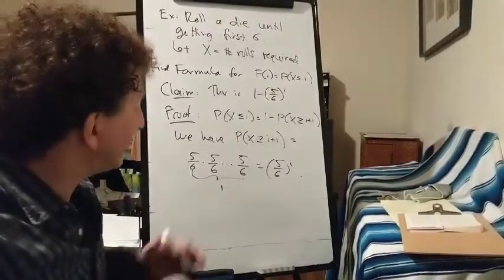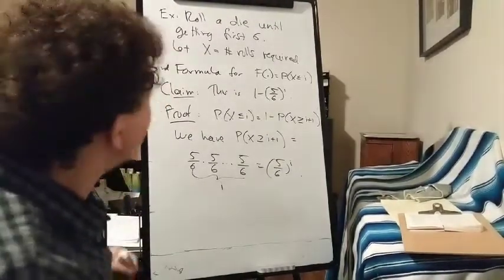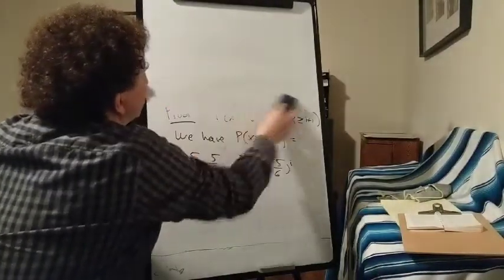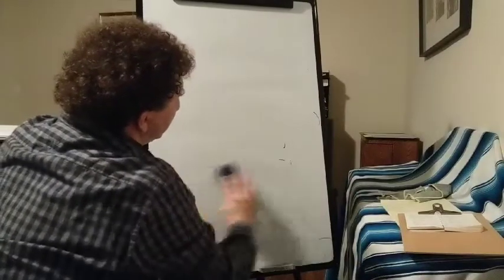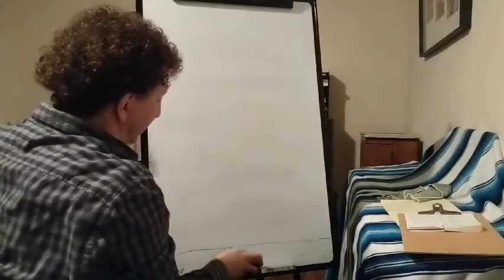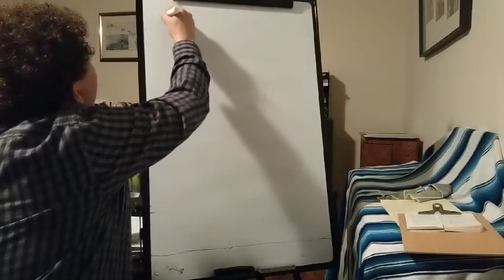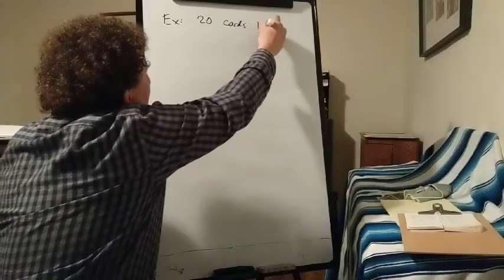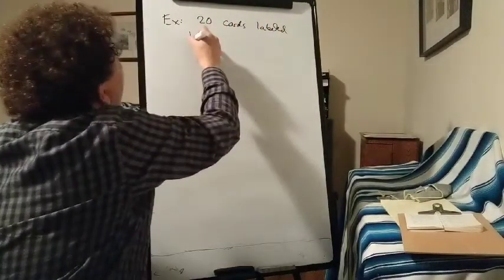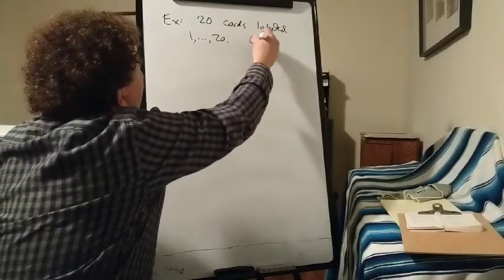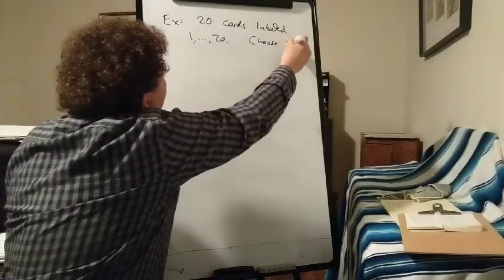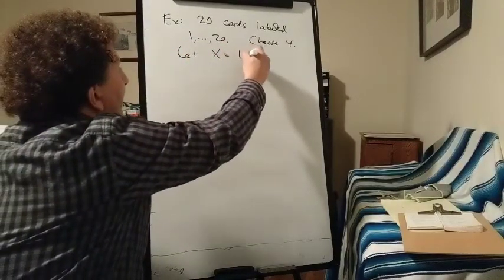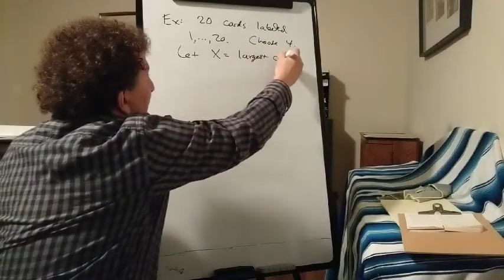All right, now let's do one more example. It's a little different from these, using discrete random variables and their distributions. So for example, let's say we have 20 cards labeled 1 through 20. Let's choose 4 of them, and let's let X be the largest chosen one.